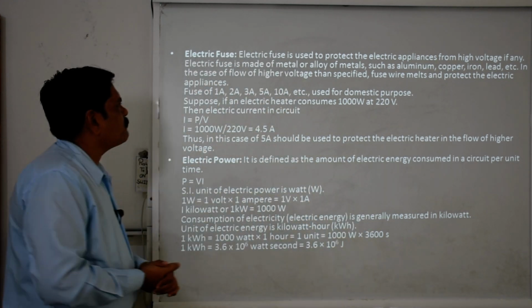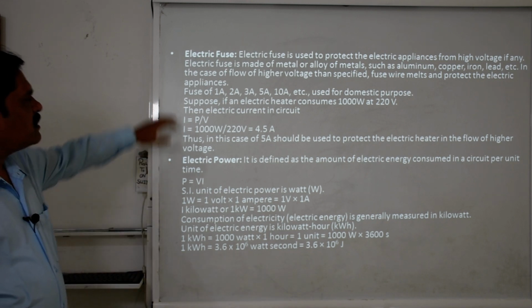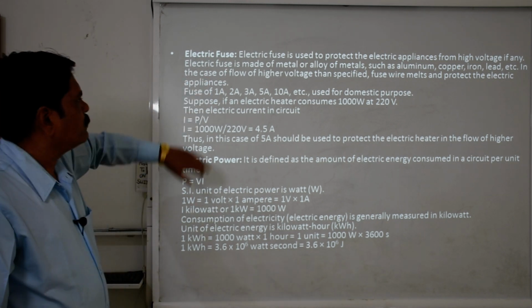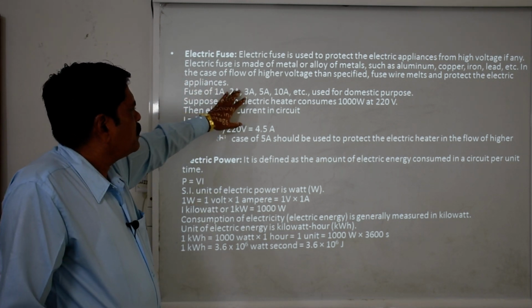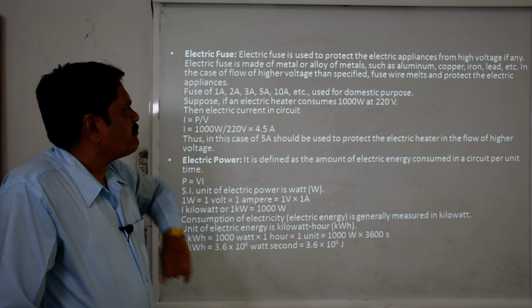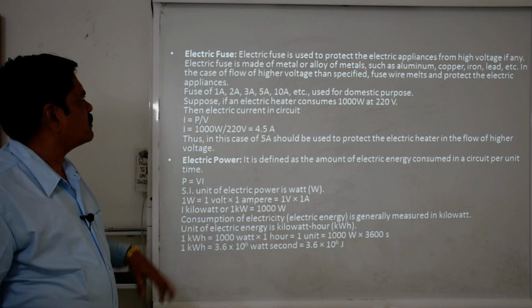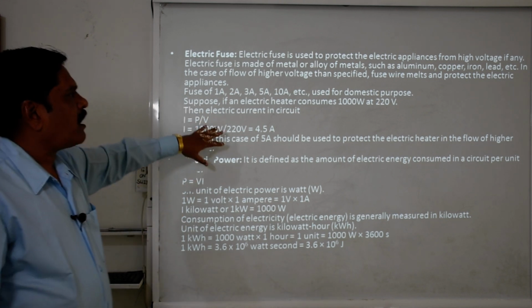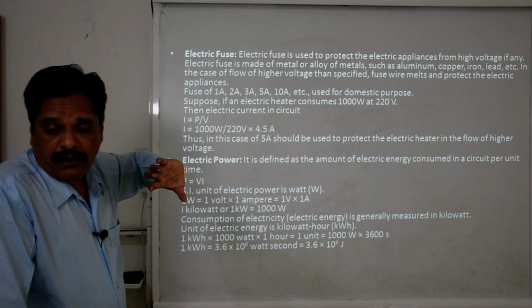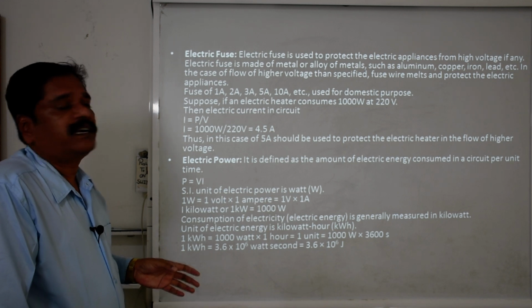You can see that fuses come in different values: 1 ampere, 2, 3, 5, 10 ampere. This range is basically used for domestic purposes. So how can we calculate the right fuse for a device?